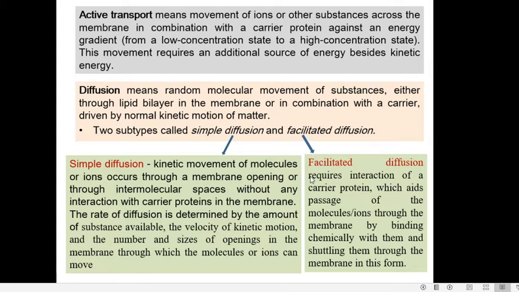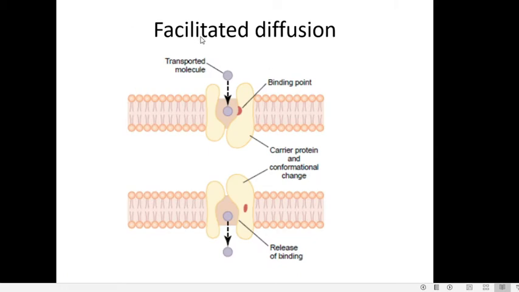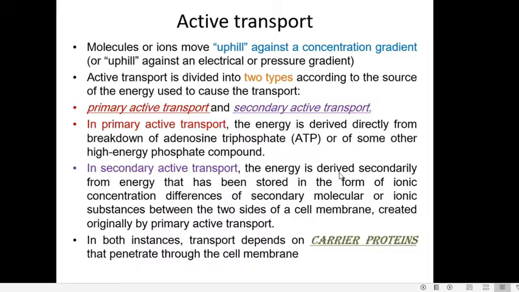We can see facilitated diffusion. Here, this is the substance to be transported. This is the carrier protein or the permease which facilitates the transport of the substance, and there occurs a chemical bonding between this substance and the binding point of the carrier, and now binding will lead to a conformational change in the carrier protein, and the substance can reach the other side of the membrane. So, this is how facilitated diffusion occurs.